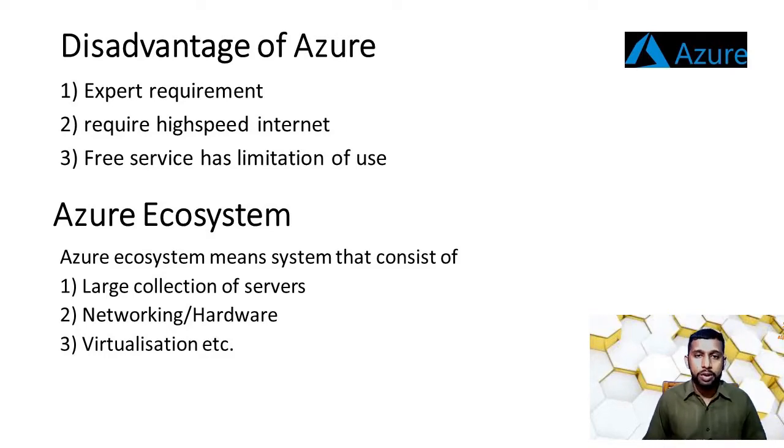The Azure ecosystem means the whole set of components that together form Microsoft Azure. That is called the Microsoft Azure ecosystem. It contains a large collection of servers. There are thousands of servers in Microsoft Azure. Then there is fast, superior, super cooled, super load-balanced networking and hardware, and there are virtualization providers. All these together form the ecosystem of Microsoft Azure.